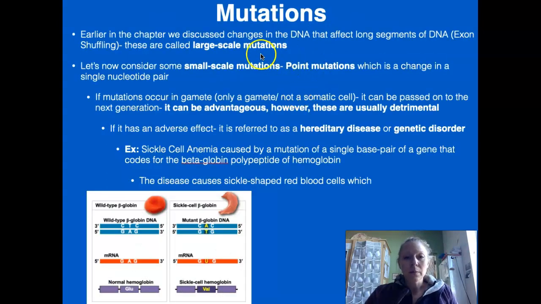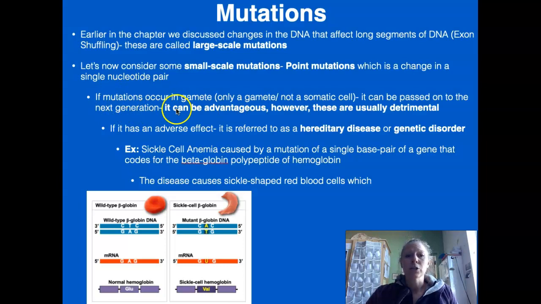So here we are, mutations. Earlier in the chapter we talked about large-scale mutations that occur during exon shuffling. So let's talk about some smaller mutations now. For example, point mutations. A point mutation is going to change one nucleotide in the genetic sequence, and that's going to potentially cause a change in the amino acid sequence.